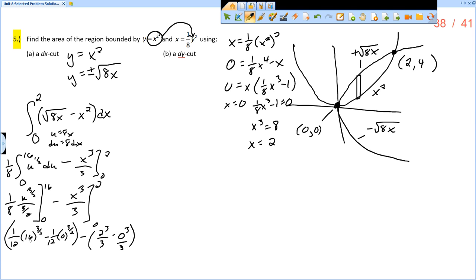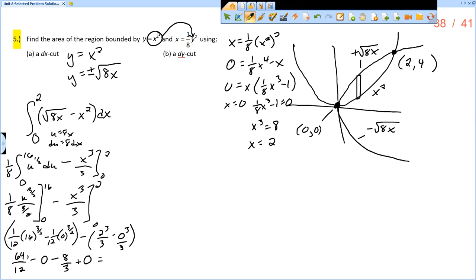All right, so 16 to the 3/2. That means the square root of 16, which is 4, cubed, right? So that's going to be 64. 4 times 4 times 4. So 64 twelfths minus, and this would just be 0, right? And then I have minus 8 thirds here, and then I have plus 0, right? But those go away, right? And so now I have 64 twelfths, right?